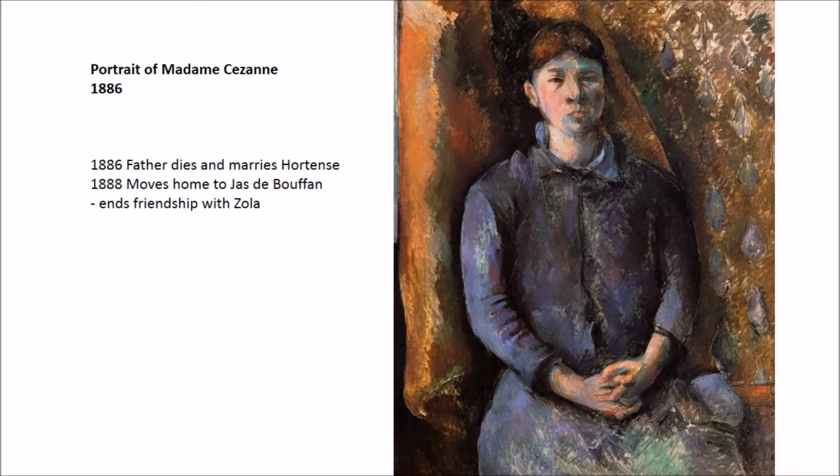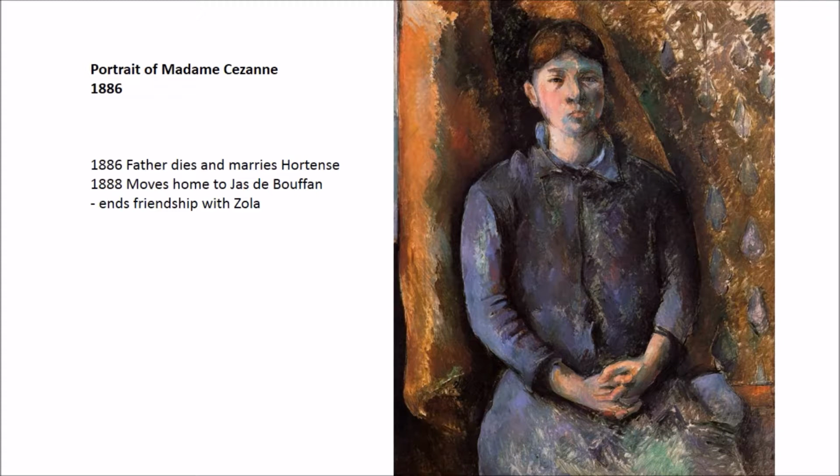We look in at 1886, and 1886 is the beginning of kind of a rougher period. We have a portrait of Madame Cezanne. In 1886, he marries Hortense, and they're officially man and wife. It's the same year that his father dies. In 1888, we move him to Jardin des Buffons.